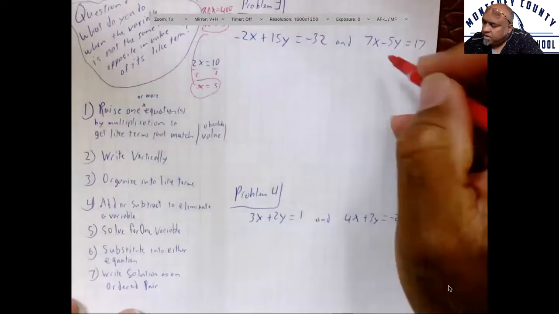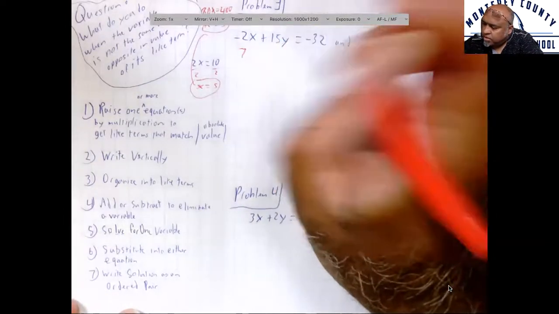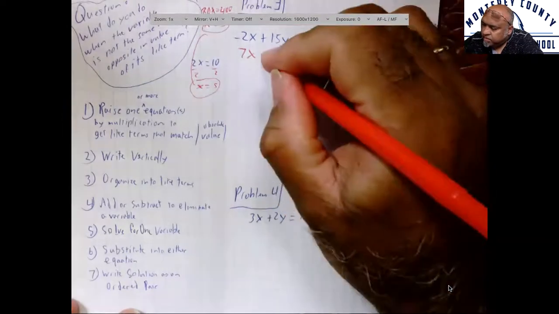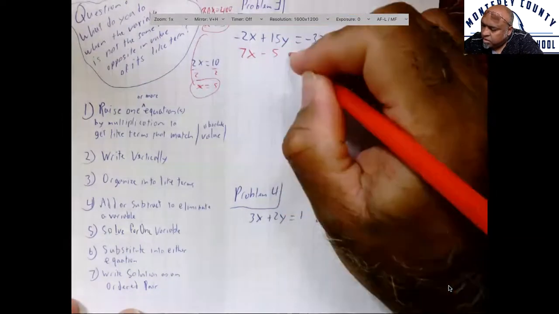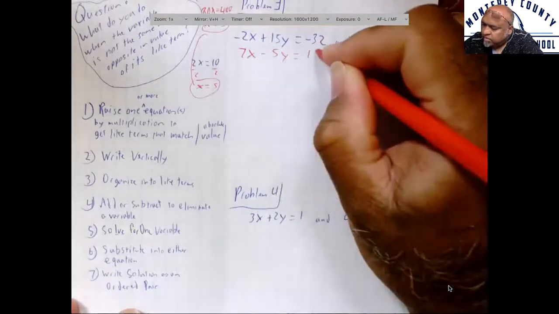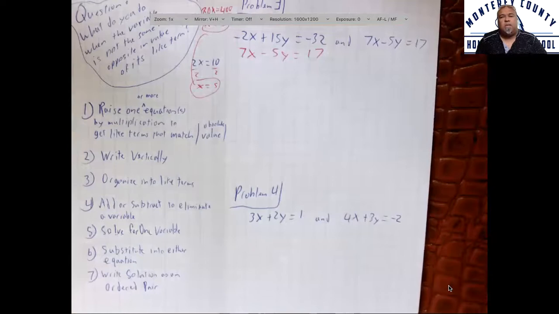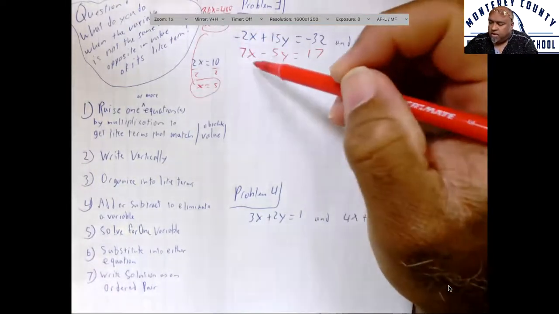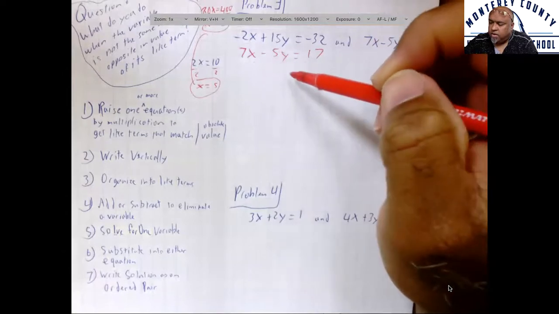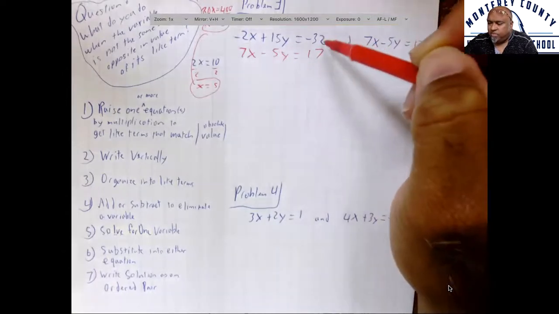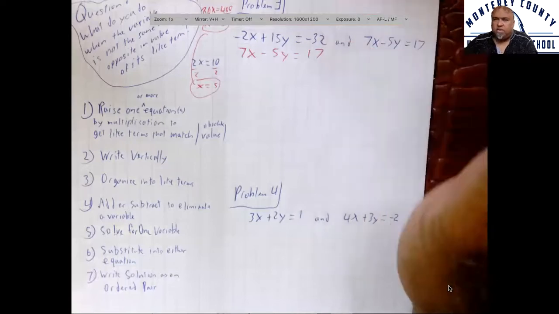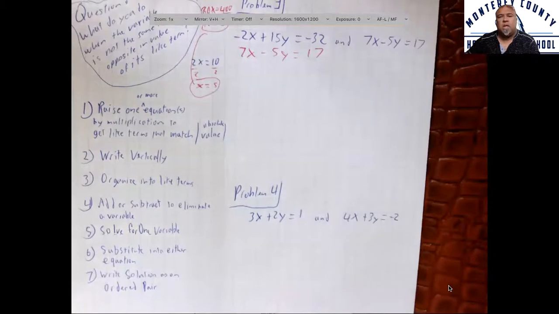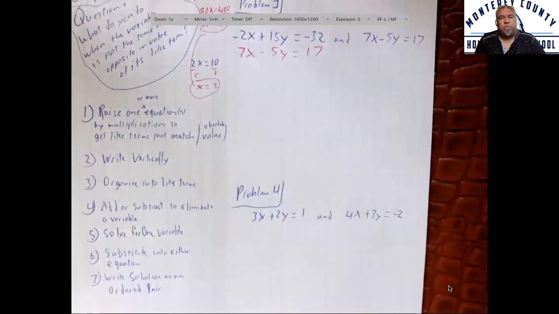Now, I'm going to take this equation and I'm going to write it under the other equation. 7x minus 5y is equal to 17. Now I'm looking at my two equations here, and if I were to add this, I would get 5x plus 10y is equal to, I don't know, whatever 32 minus 17 is. Don't want to figure that out in my head right this second. Now, the problem is, when I do this, I'm not going to eliminate one of my variables.